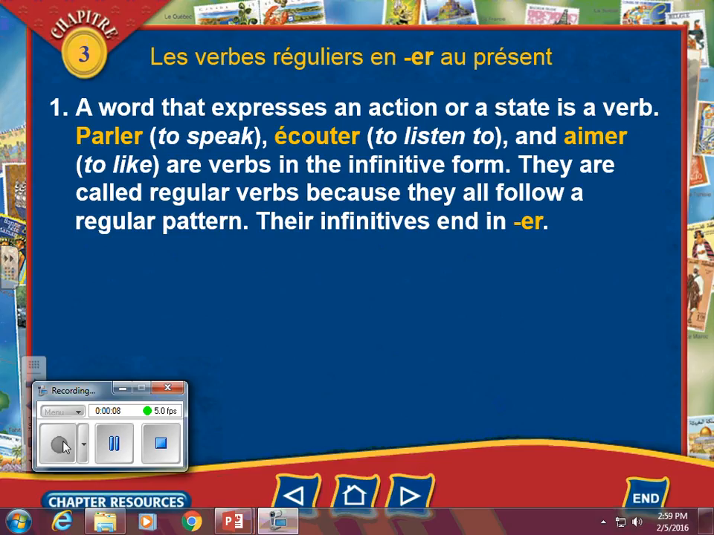Tonight's notes are on regular ER verbs in the present tense in French. As you know, a verb is a word that expresses an action or a state of being. And in French, just like English, we have to conjugate these words so that they can be used with different subjects in sentences in the correct way.